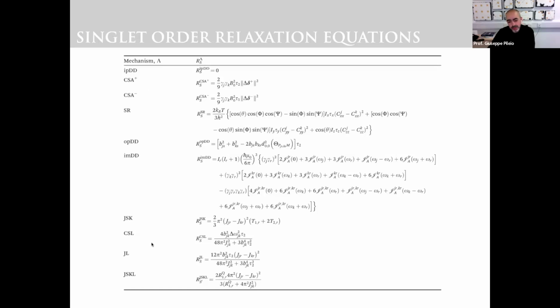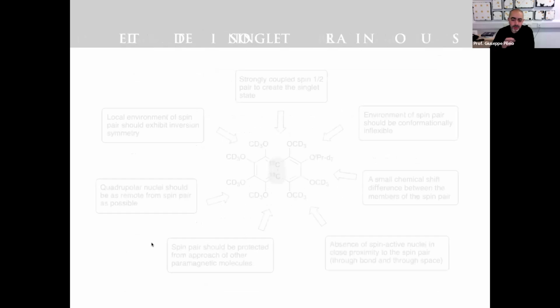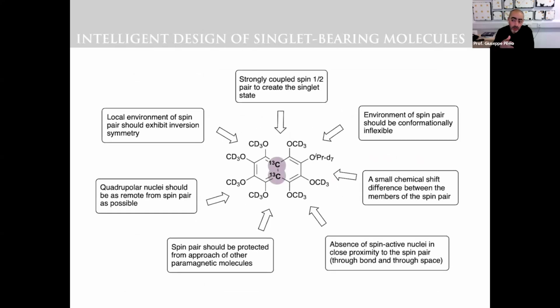Now, what did we learn from this? Well, we learned that we could do a sort of intelligent design of the molecule and try to build in the knowledge of these equations, minimizing all the terms, all these other minor effects, with the purpose of having longer and longer lifetimes of these states.